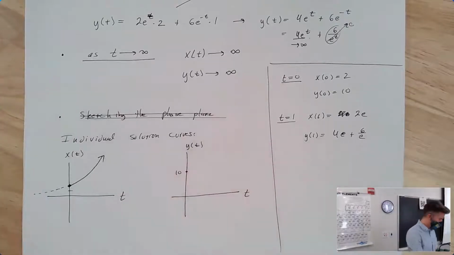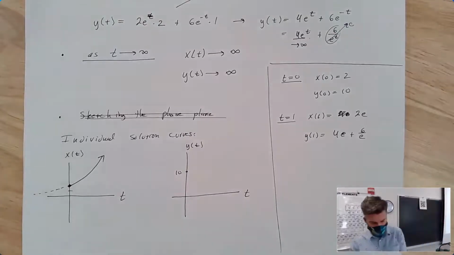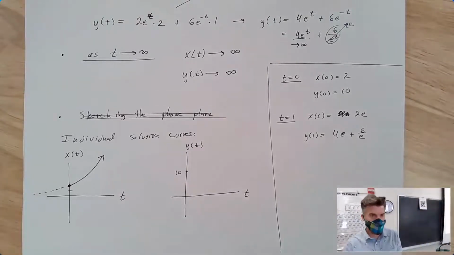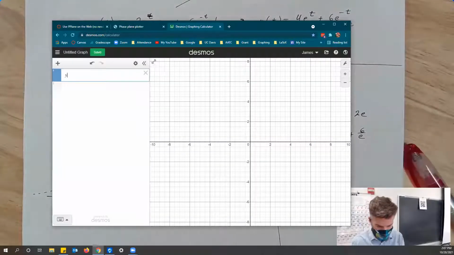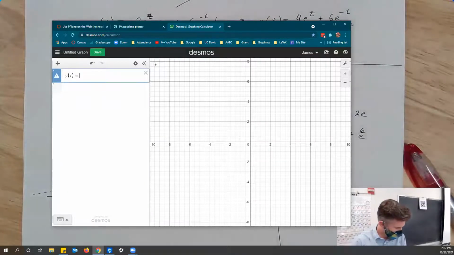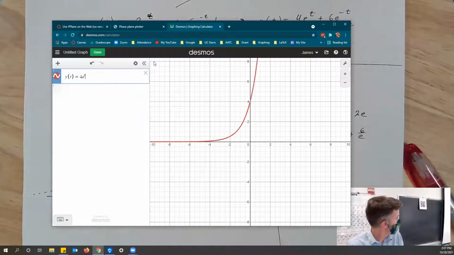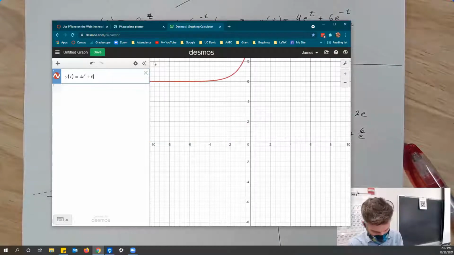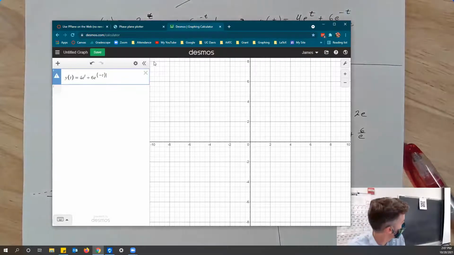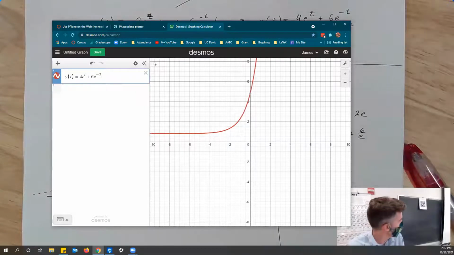And actually, I don't know exactly how this works. Let's look at Desmos. Desmos is a great tool for graphing things. I'm curious. So if we graph y of t, I need the slider for t, equal to 4e to the t plus 6e to the negative t, not to t. Oh, I don't need those. Okay, fine. I always forget.